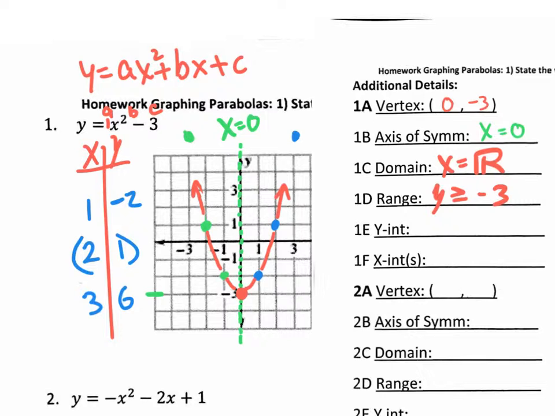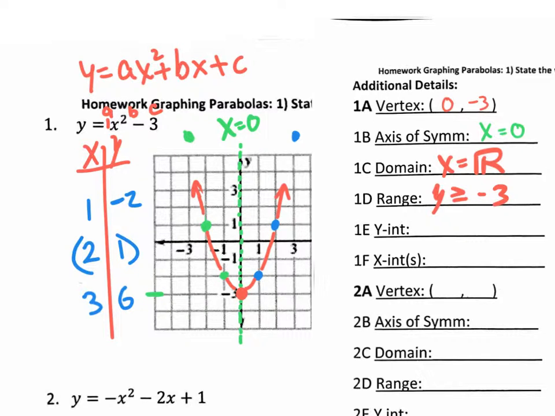What else do they ask us for? 1e, right here, it says, what's the y-intercept? Well, the y-intercept is where your parabola crosses the y-axis. This is the location, right? What's that location? 0, -3. Now, here's another easier way of finding the y-intercept.